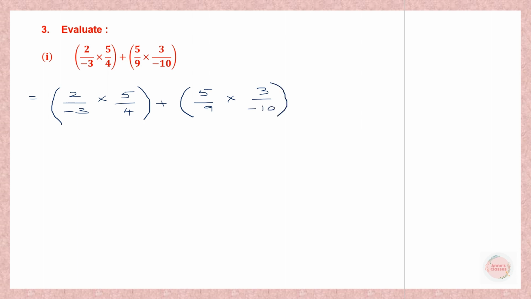Now let's work out what's within this. So here what can we cancel? We can cancel 2 and 4. So 2 ones are 2, 2 twos are 4. So what do we get here? Here let's multiply the numerators.